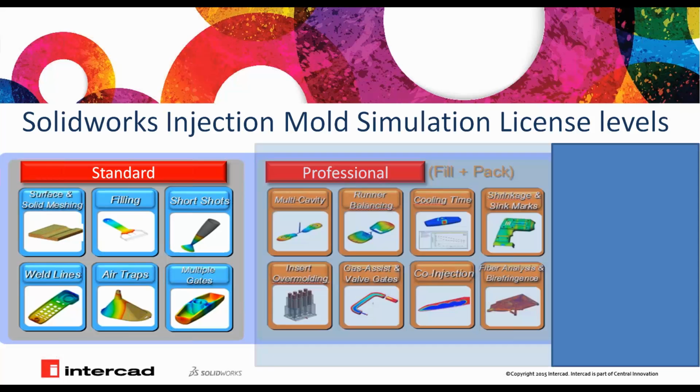The next level up is Plastics Professional, where you can do flow and pack analysis, and you have extra tools like multi-cavity analysis. You can do runner balancing, detect the cooling time, and also detect shrinkage and sink marks. You can do overmolding, insert overmolding, gas assistance, co-injection, and fiber analysis.